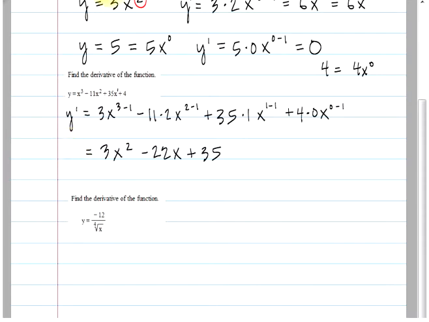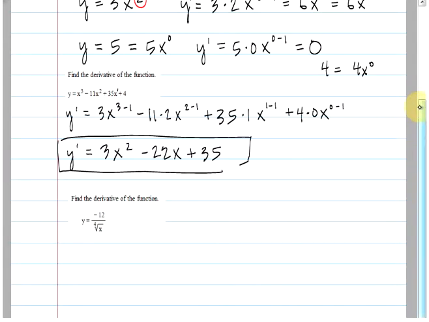So the derivative of our original function is 3x squared minus 22x plus 35, and as you can see, the power rule saved us a ton of time, a lot of paper, and maybe some frustration, when before we learned about the power rule, we would have had to apply limits and the difference quotient in order to arrive at this same result that with the power rule just took us a few seconds. So pretty cool stuff.